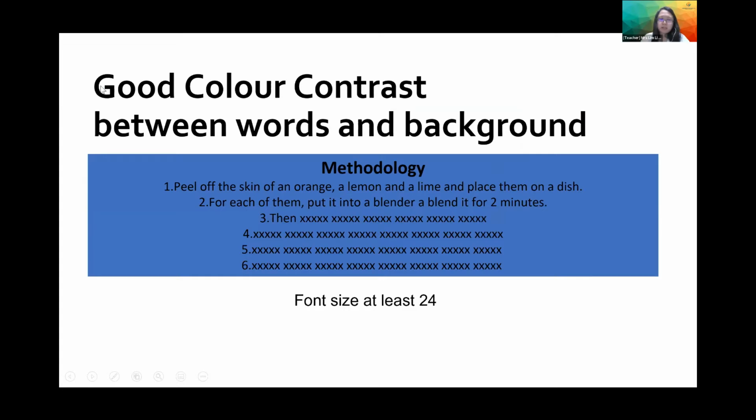First point, about good color contrast between words and background. The idea is to use a background that is lightly colored, and then your words stand out clearly. For this dark blue box, for example, using black words may strain. It may be a bit straining to read, especially if it is text heavy. So go for a light background with your words clear.